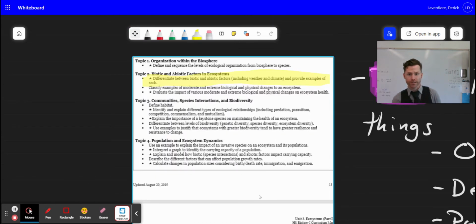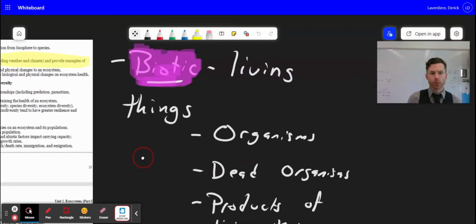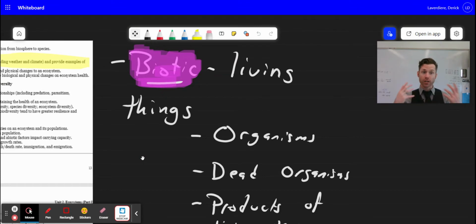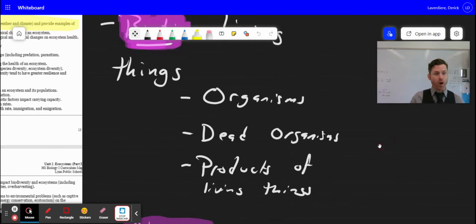So moving on to our next standard here, we are to differentiate between biotic and abiotic factors and provide examples of each. So biotic factors are living things in the ecosystem. Okay? So that is all of the organisms in that ecosystem. Okay? It's also the dead organisms. So it doesn't have to be alive still to be a biotic factor. If it was once alive, it's still a biotic factor.